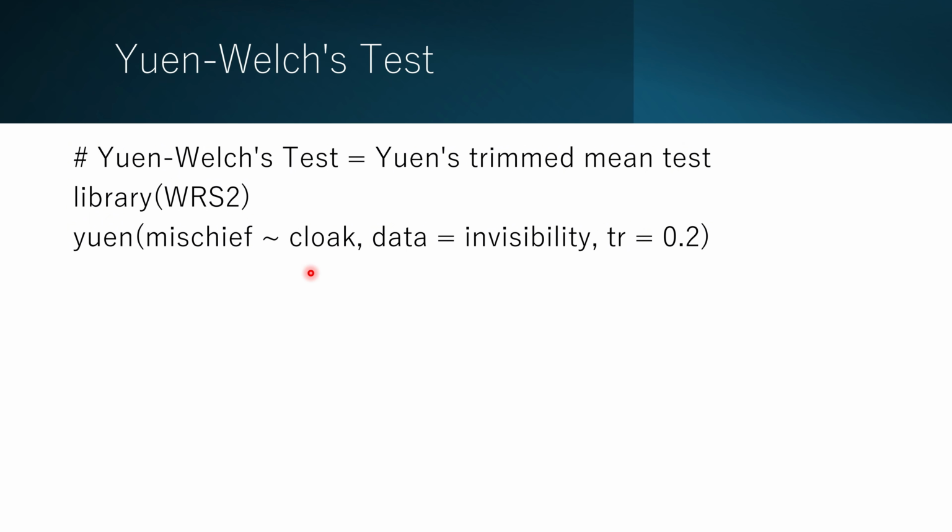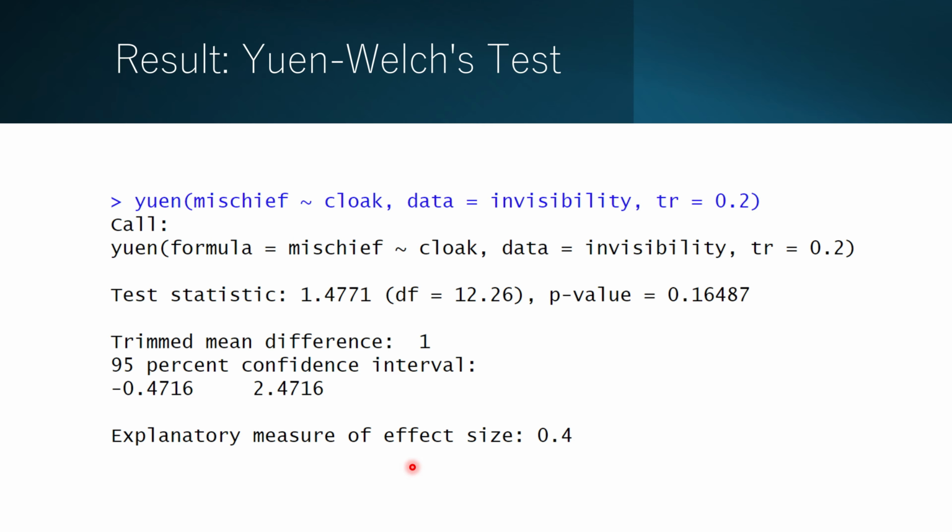Okay, this is the command. At the first place, we did Yuen-Welch's test by the automatic command. We use the automatic command at the first stage. This is the dependent variable. This is the group variable. This is the dataset. This is the trim percentage. In this case, 0.2 means 20%. This is the result.